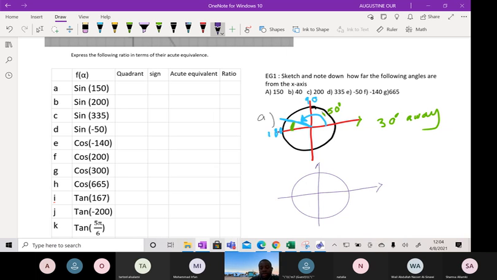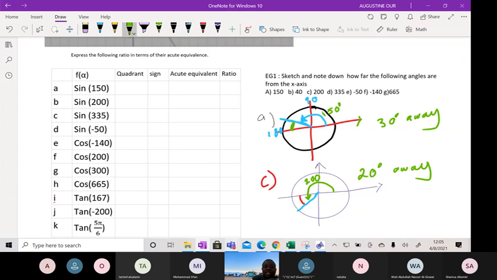What about 200? Where is it ending? In the second, the third, or the first? Third. So it is somewhere there, right? How far away from the x-axis? Oh, this is 200. Instead of 40, 70, this is C. I did C, 20. It is 20, right? Yes. So in this angle, it is 20 degrees away.